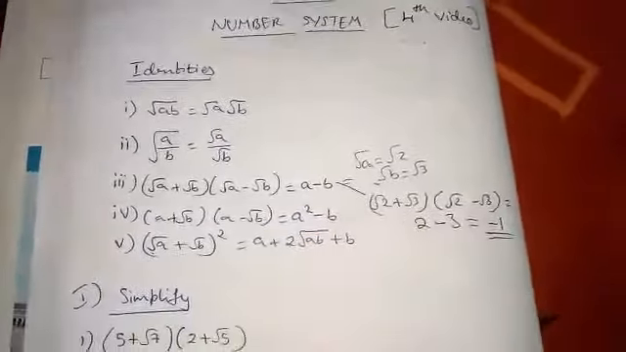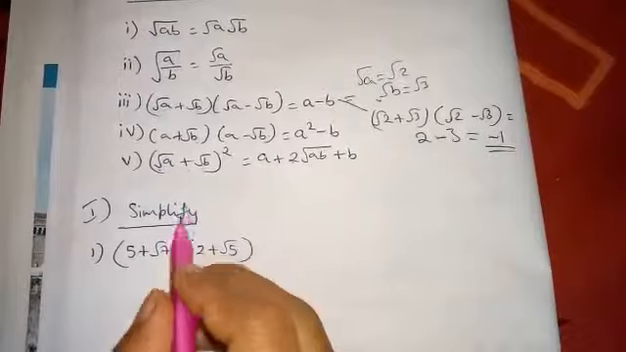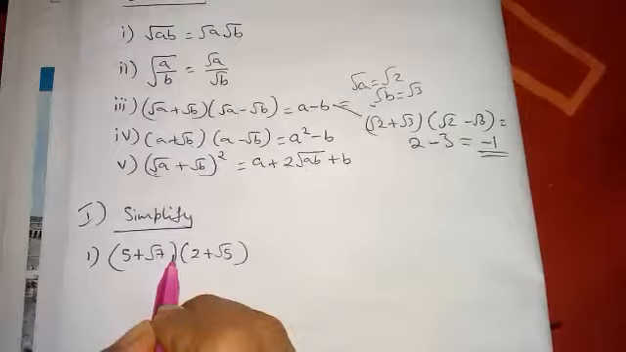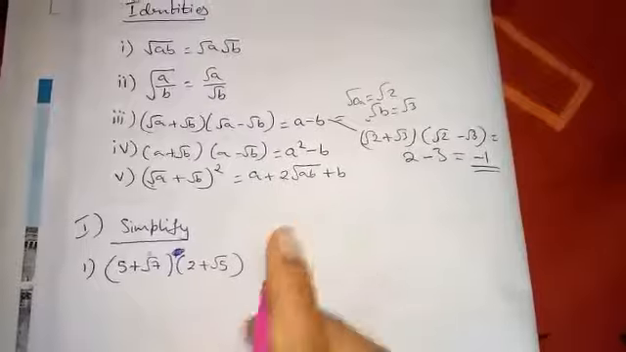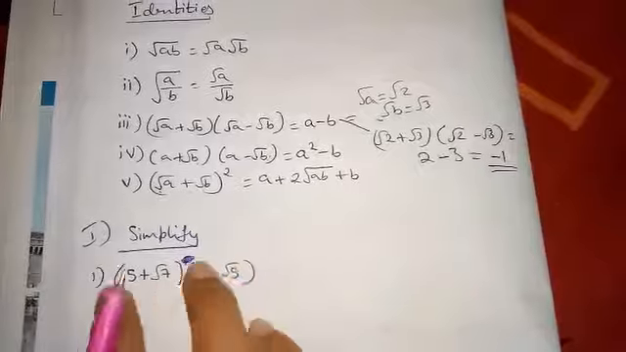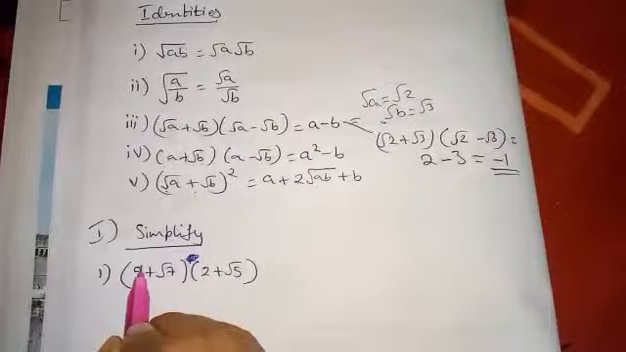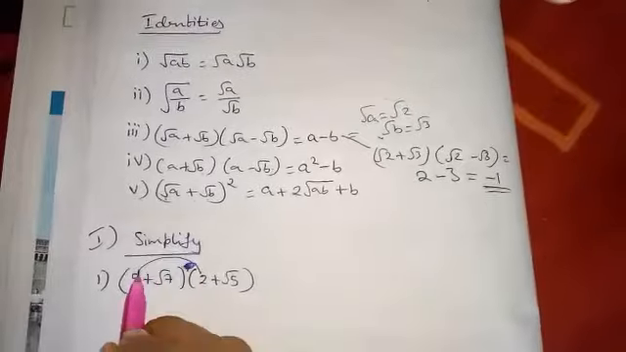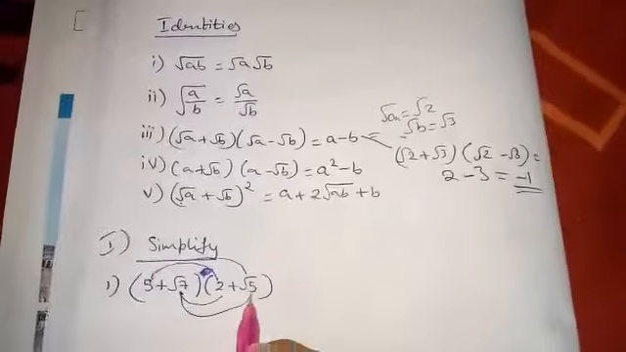Study these identities. Now let's solve some problems. (5 plus root 7) into (2 plus root 5). Brackets only means multiplication. If there were a plus or minus symbol you would add or subtract, but here no symbol is there, so we have to multiply. How do you multiply two terms written in brackets? You multiply each term by the other terms. So 5 you multiply by 2, then by root 5. Again root 7 you multiply by 2, then by root 5.